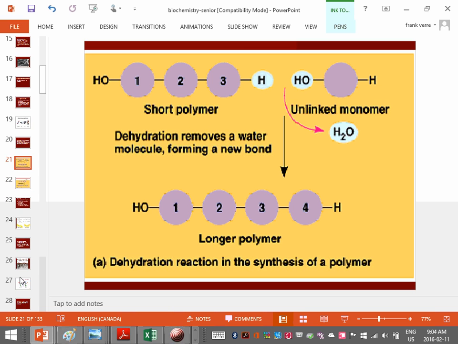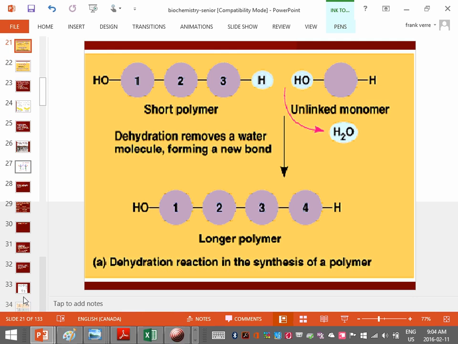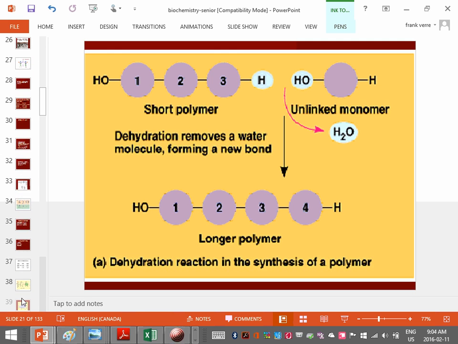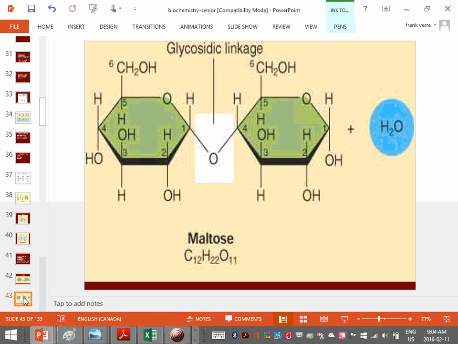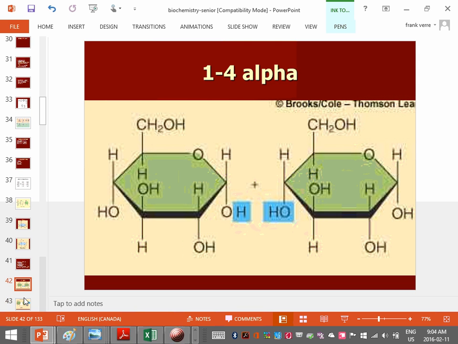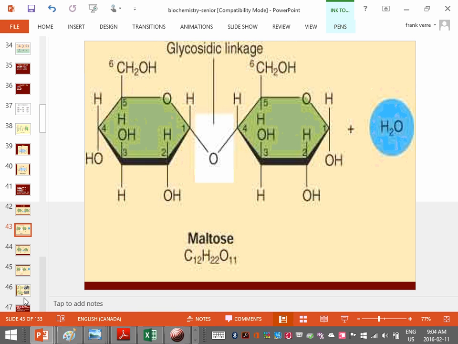We've discussed examples of that. So, for instance, in the making of maltose, which is what? Two glucose molecules. You can see the water is highlighted here. Take away water and you get maltose. The name of the bond between two carbohydrates is called a glycosidic linkage, okay?